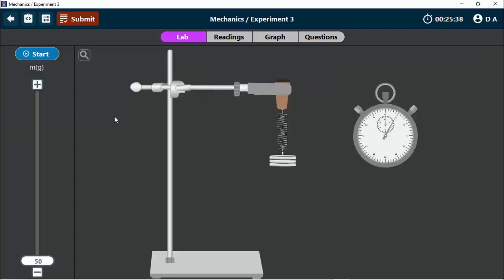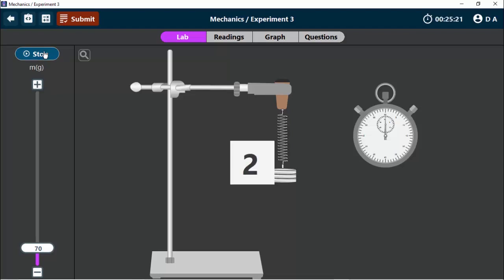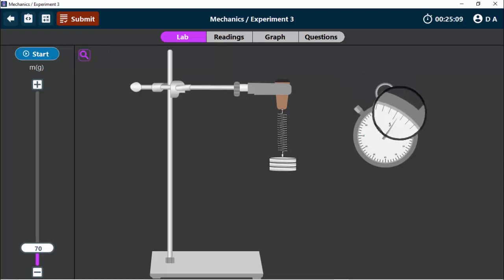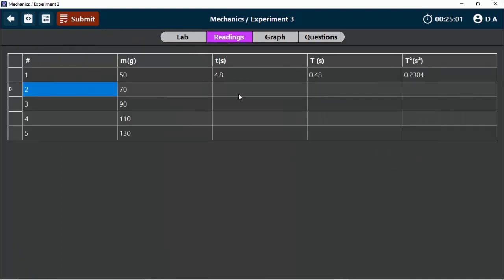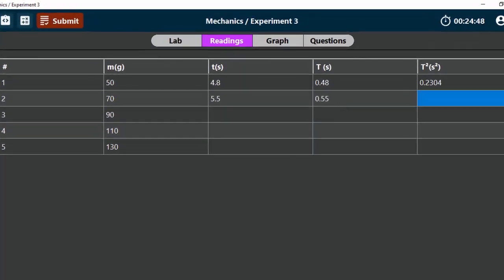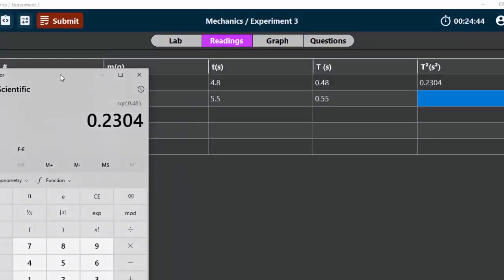So let's adjust the mass. Let's increase the mass. Let's add 20 to 50, so that's 70 altogether. Now we've got a bigger mass, and let's run the simulation again for 10 oscillations. 1, 2, 3, 4, 5, 6, 7, 8, 9, 10. Okay, let's take our reading. This is about 5.5 seconds when the total mass is 70. If you divide that by 10, that will give you 0.55, and the square of that, 0.55 raised to the power of 2, is 0.3025.